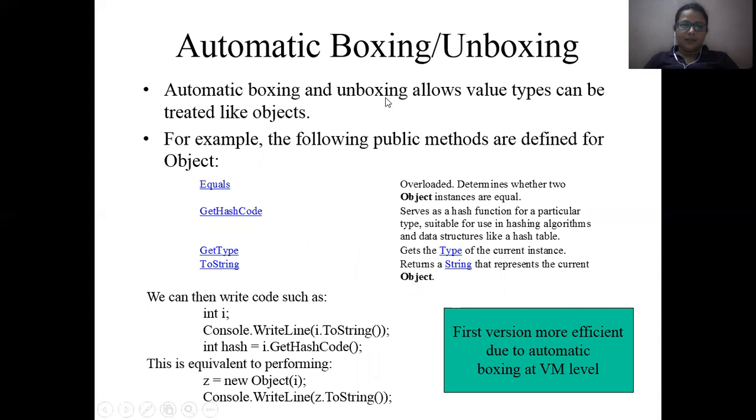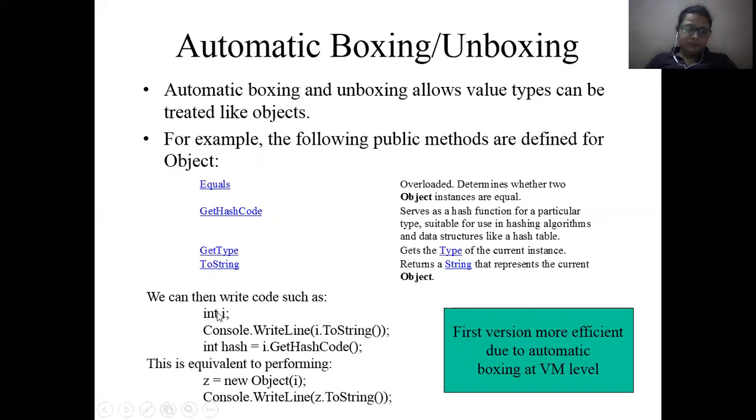Now, automatic boxing and unboxing. Automatic boxing and unboxing allows a value type to be treated like an object. For example, the following public methods are defined for object: Equals, GetHashCode, GetType, ToString. Equals is overloaded and determines whether two object instances are equal. GetHashCode serves as a hash function for a particular type, suitable for use in hashing algorithms and data structures like a hash table. GetType gets the type of the current instance. ToString returns a string that represents the current object.